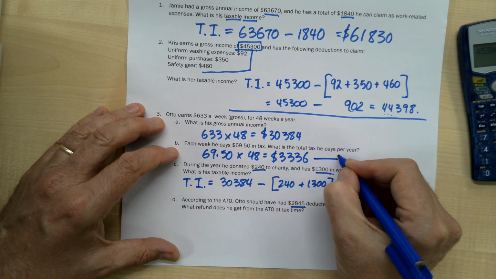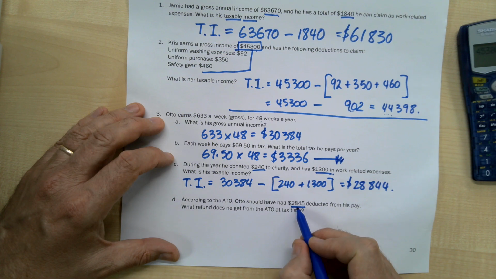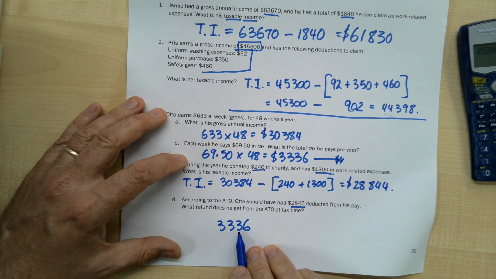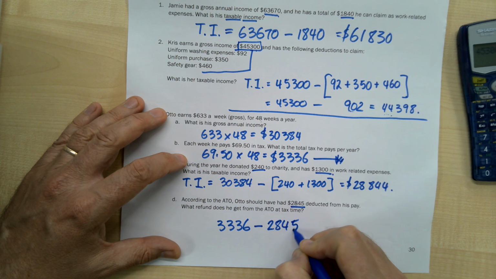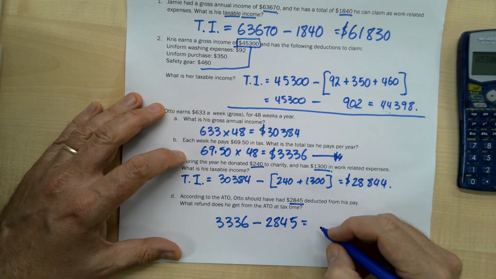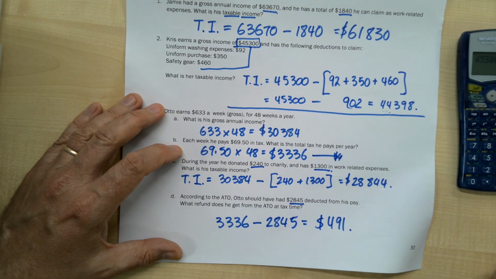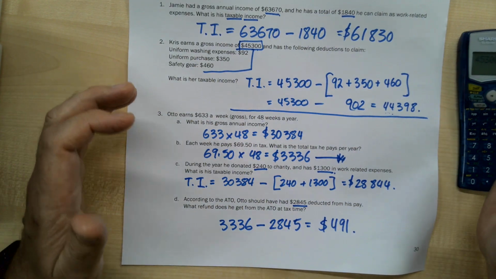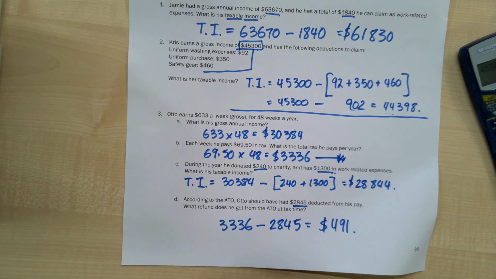That there, that's what he did actually pay. But now the question is, if that's what he should have paid, what kind of a refund does he get? So he did pay that, but he should have paid that, so they owe him some money back. Just subtract the two, and you get $491.